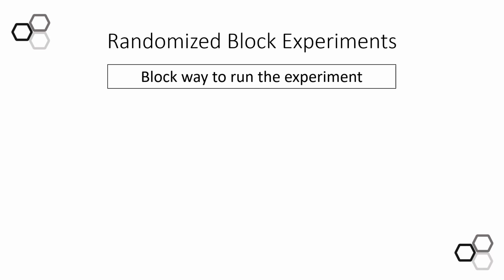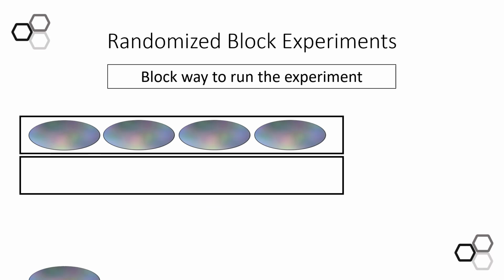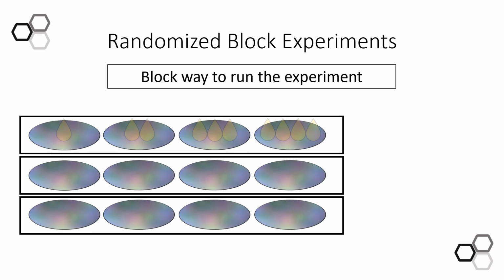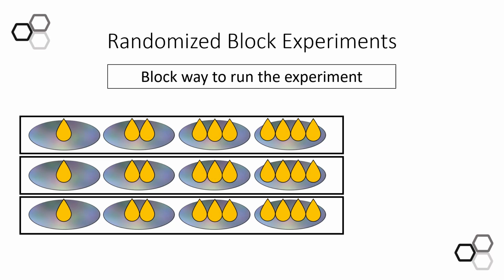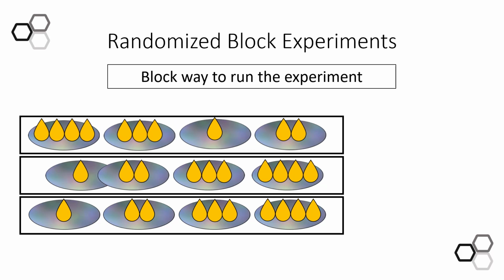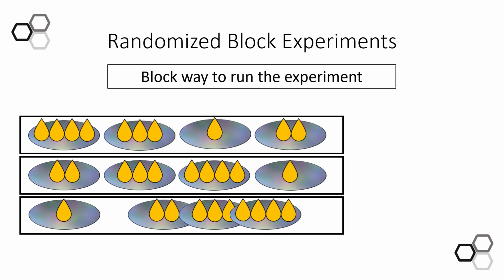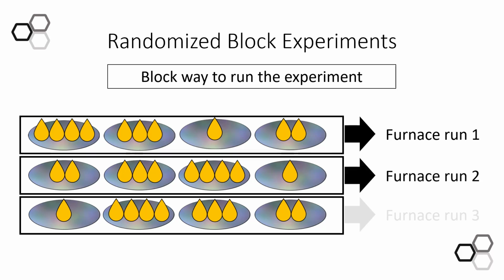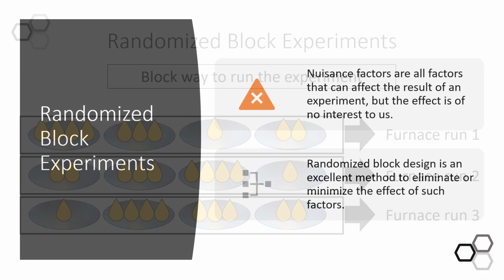The block way to run the experiment would be to run 4 wafers at a time, making sure all 4 doses are present in each run. We randomize the order of where each wafer is placed within the run. Doing the furnace run this way, we have minimized the effect of the nuisance factor on our experiment.